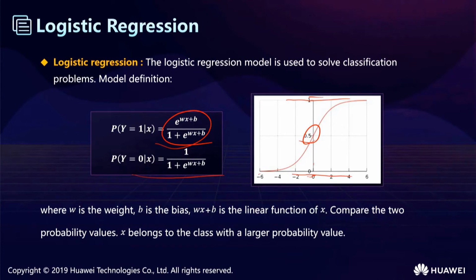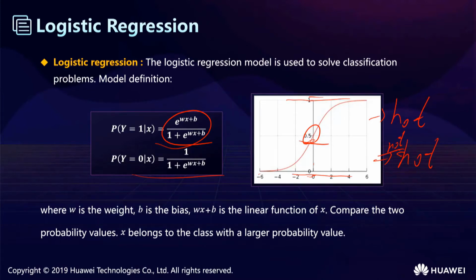If the value is larger than 0.5, it will be a hot day. And if the value is smaller than 0.5, it will be not hot.